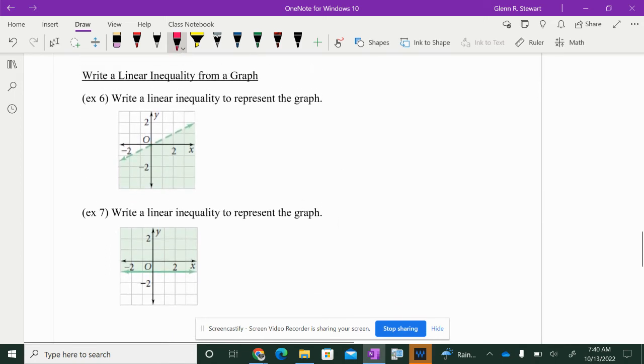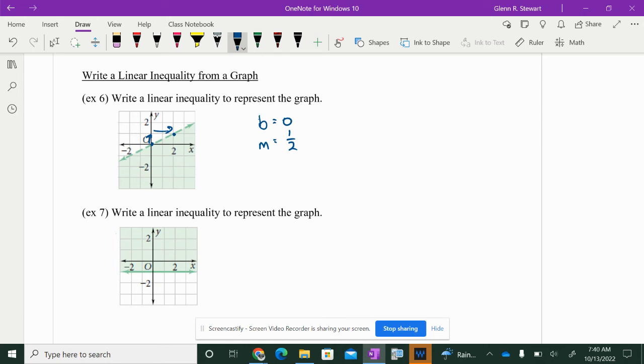All right, so how do we write a linear inequality from a graph? First thing that we want to look for is where our y-intercept is. In this case, our y-intercept is at 0. And then we want to look to see if we can find our slope. So I'm going to pick 2 points. And notice that I go up 1 and right 2. So my slope is 1/2.